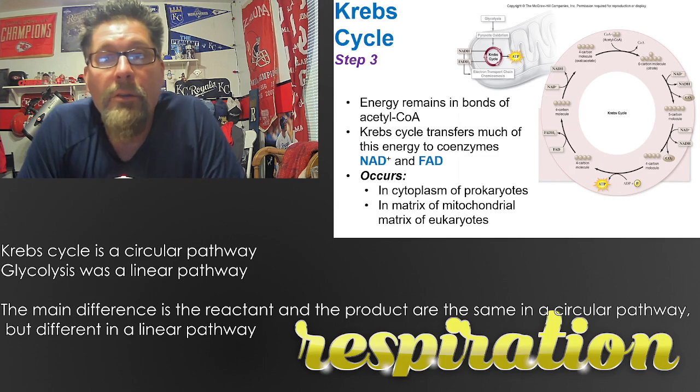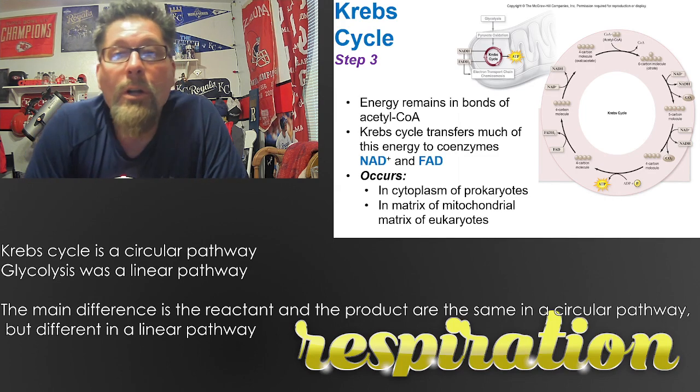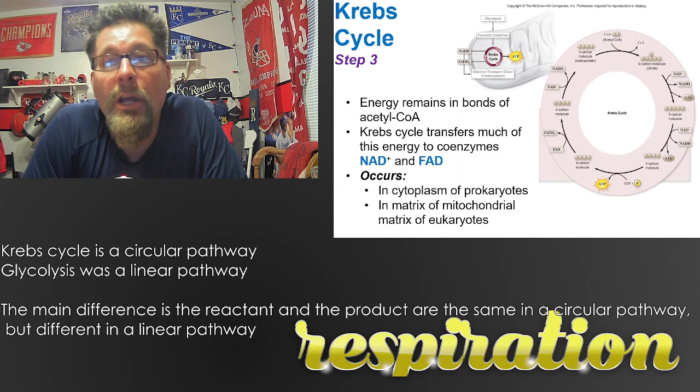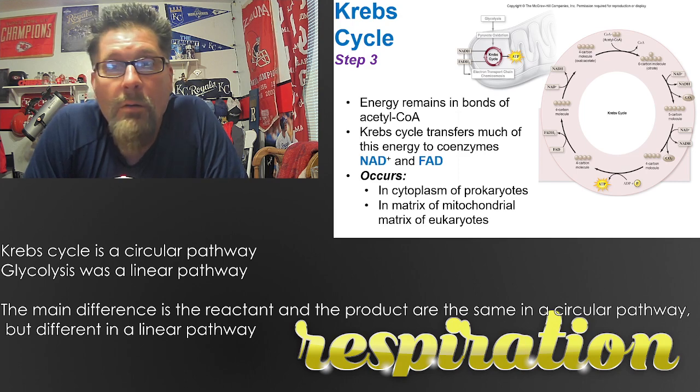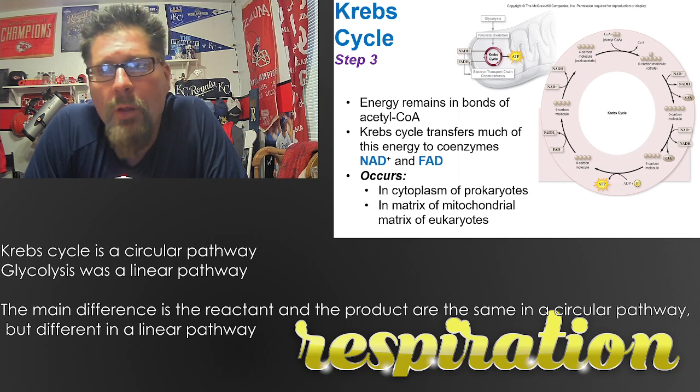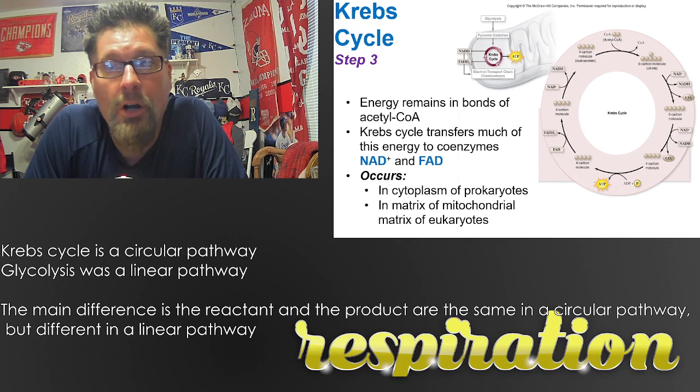Now, when we're thinking Krebs cycle, what we want to think about is really getting into the breakdown of that molecule, that glucose molecule. But we also want to think about, and you can see it in the diagram there beside me, that we've got a circular pathway. Glycolysis, if you remember, was a linear pathway. In other words, it had a start and a finish, and they were two different locations.